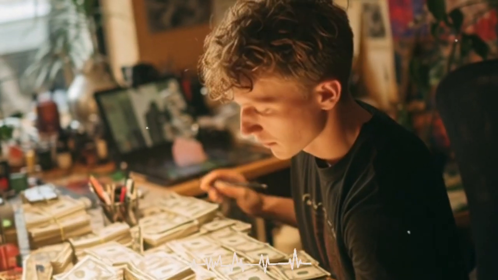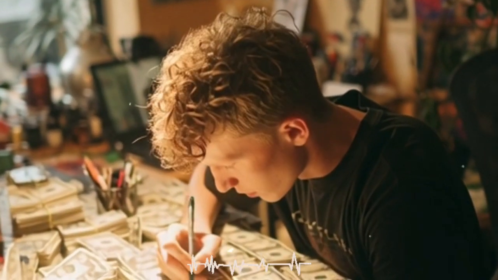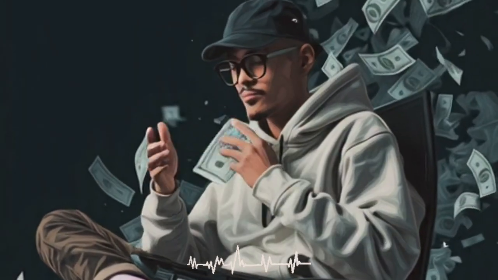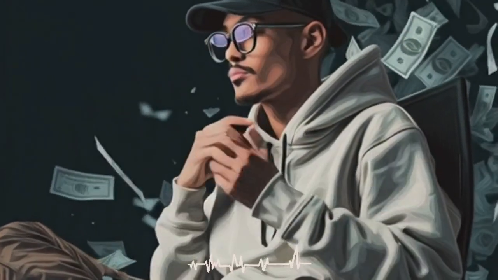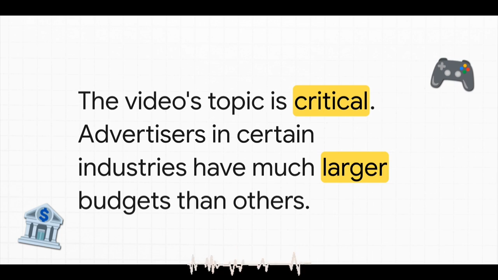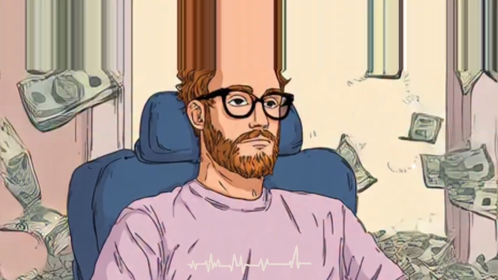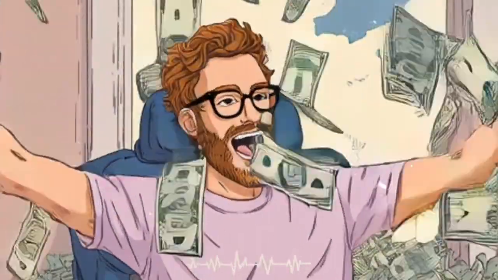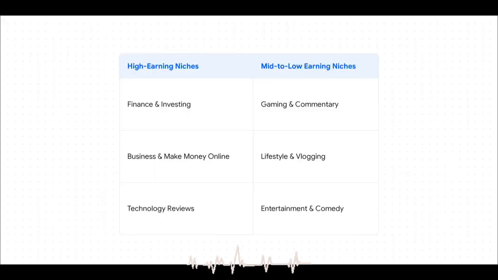But having a valuable audience is only half the battle. The second crucial factor is the video's topic, its niche. And why does that matter so much? Well, a company that sells investment software has, let's say, a wildly different ad budget than a company that's just trying to get you to download a mobile game. And the difference is, honestly, night and day. On one side, you have the really high-earning niches like finance, business, and tech reviews. These attract advertisers with seriously deep pockets. On the other side, you've got topics like gaming, vlogging, and comedy. Now, these channels can get millions of views, but the advertisers who bid on them just don't pay as much for each of those views.